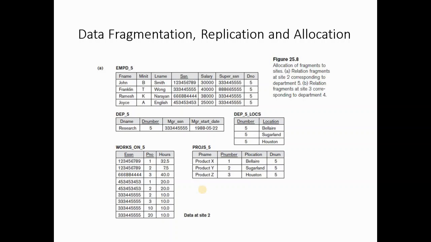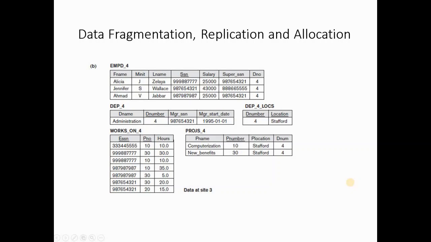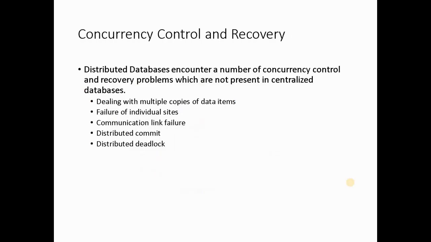Okay, let's look at the example. In this particular example, what you see is our company database, and this is horizontally fragmented, choosing only those who work for department number 5. So in this case, what you see here is the relation fragment that we call site 2, and it corresponds to department number 5. And the next one will show you those that correspond to department number 4, right? So I hope now you have got the idea.